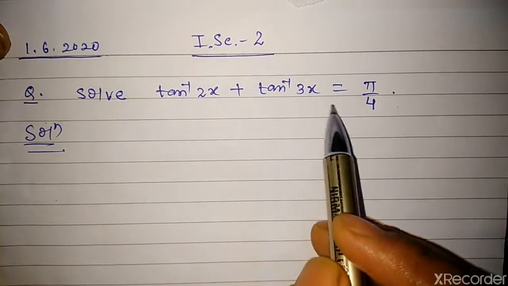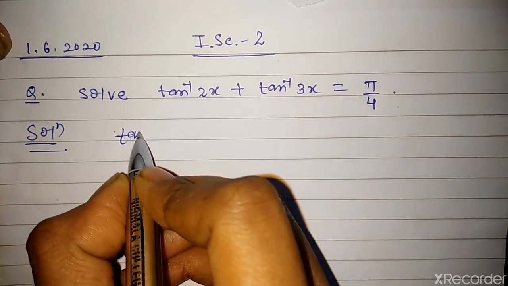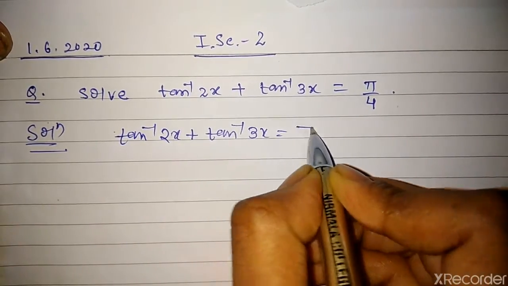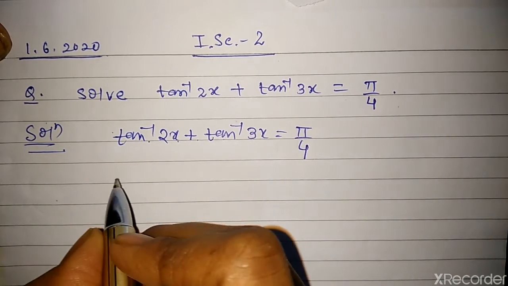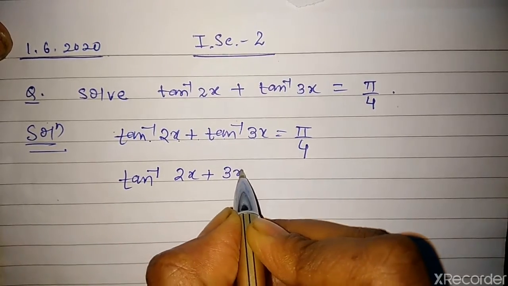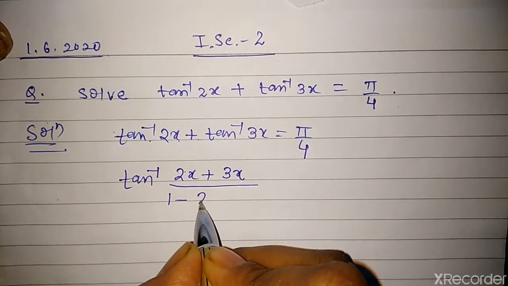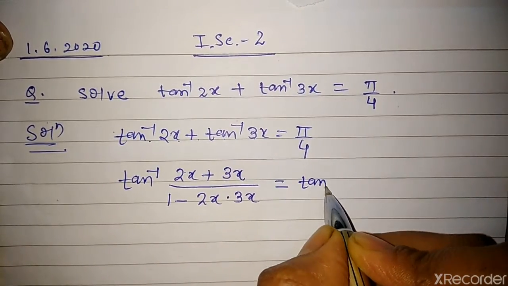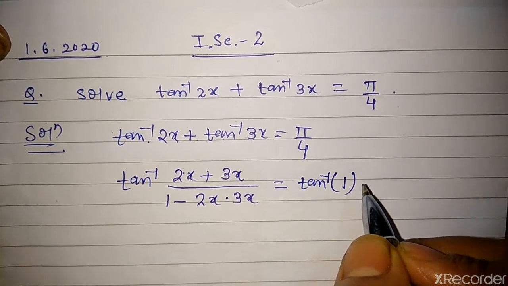Here we take both the sides, left hand side and right hand side. So the solution is tan inverse 2x plus tan inverse 3x equals pi by 4. Now we have tan inverse a plus tan inverse b. So what is tan inverse a plus tan inverse b? It is tan inverse of (a plus b) divided by (1 minus ab). So here it is 2x plus 3x divided by 1 minus 2x into 3x, and this value can be written as tan inverse of what? Since this is pi by 4 and tan inverse 1 is pi by 4.